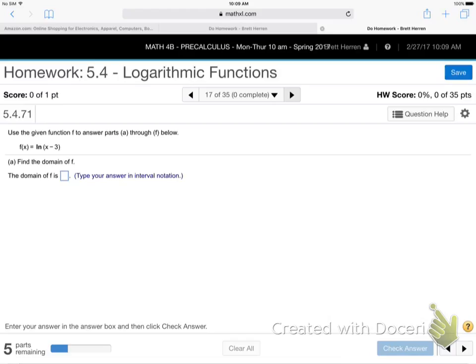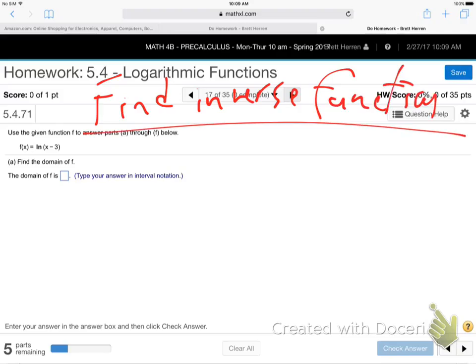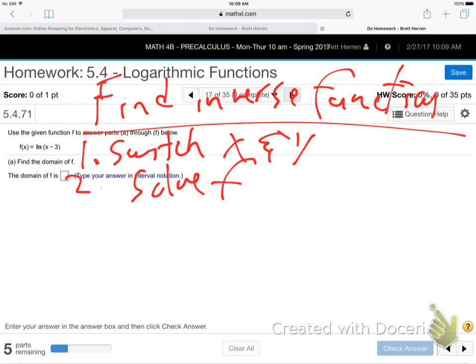There's much more. There's about half more to this problem. So now, having done the domain and the graph, part C would say find the inverse. The inverse function. We did that about a week ago. Remember how we find inverse functions? Step one, we switch or invert x and y. Step two, solve for y. Remember all that?